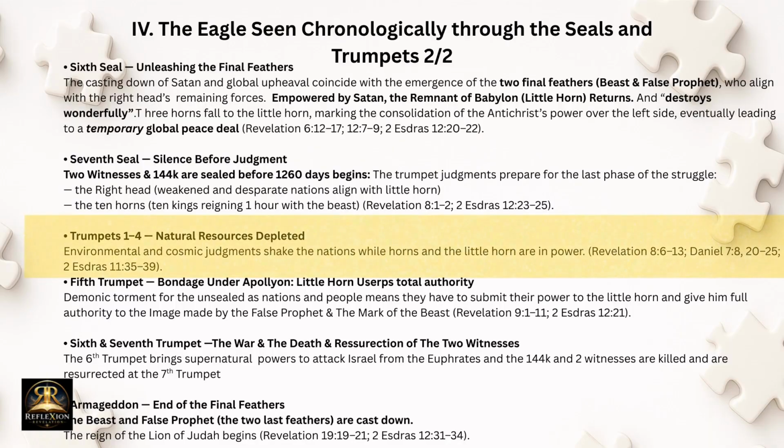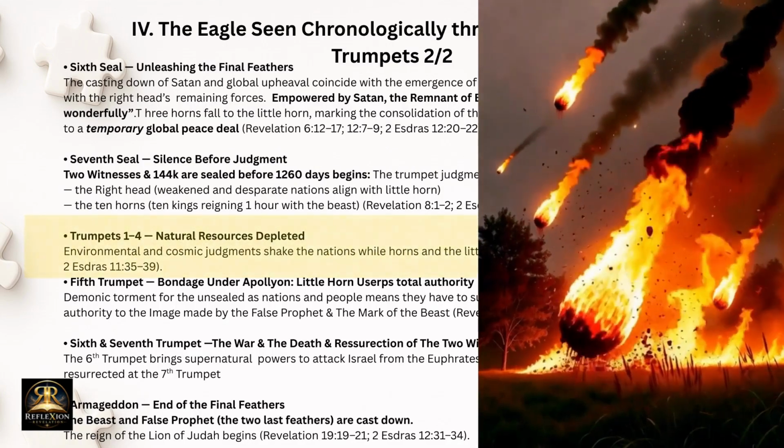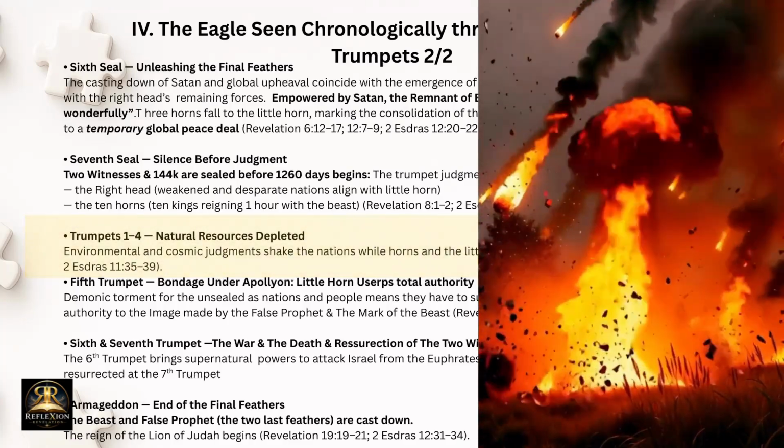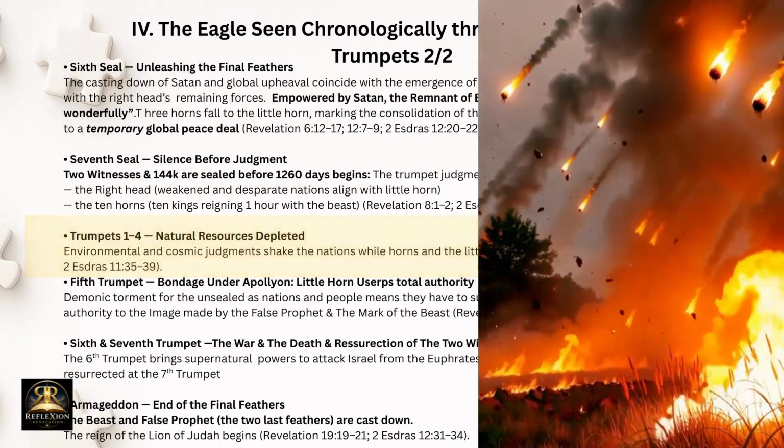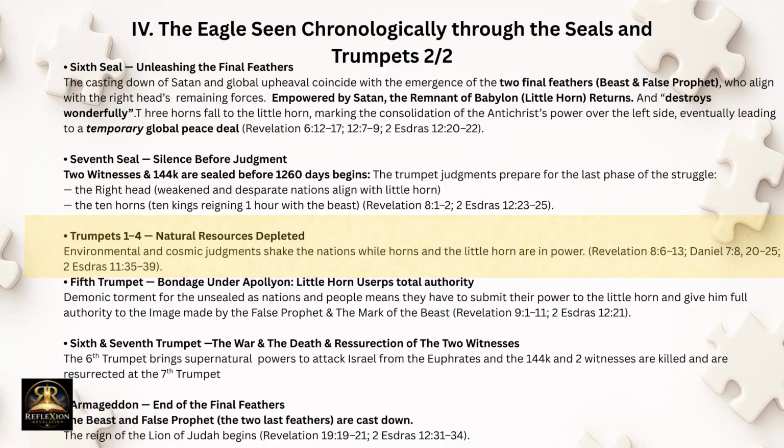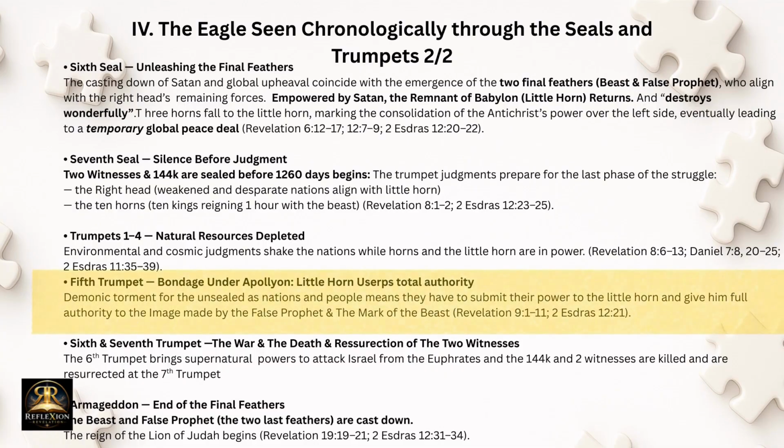So when we look at it from that perspective, we look at trumpets 1 to 4, which is obviously the environmental and the cosmic judgments, shaking the nations, and more importantly as well, the horns and the little horn are in power. And I can imagine nations are being devastated at this point. They need resources. The fifth trumpet is obviously very, very important because as we've elaborated before, when the fifth trumpet arrives and you don't have that seal, you're going to end up in pain.